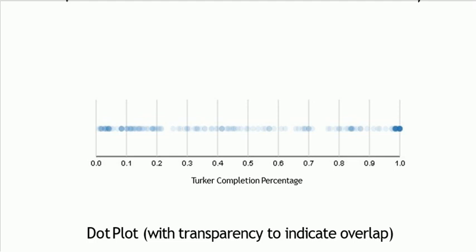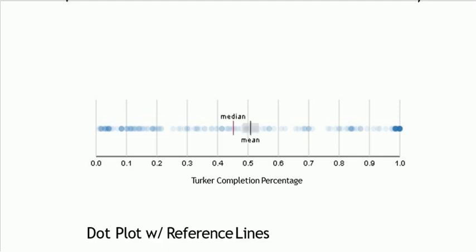Similarly, if I convert it into a dot plot, it will look like this. It is the same Turker completion rate, and then I will further change it with a reference line, and it will provide us the median or mean. So basically we can experiment on the data, and we can work on it to know which visualization is accurate according to our given data.